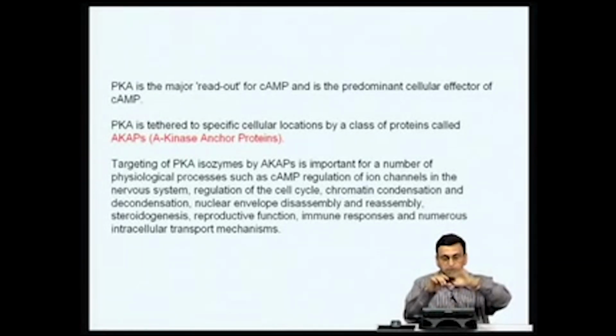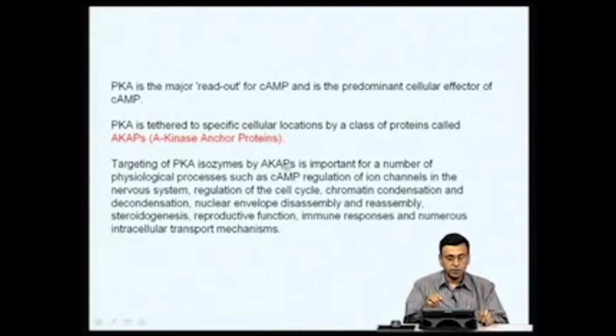Now, PKA is not just present diffusely in the cytoplasm. PKA is actually tethered to specific cellular locations by a class of proteins known as A kinase anchored proteins. As I said in the beginning, compartmentalization plays a very important role, and keeping many of these molecules, like protein kinase A, in specific locations is a very important part of regulatory cascades. One group of proteins, called the A kinase anchored proteins or AKAPs, actually keeps PKA in a bound form in specific locations inside the cytoplasm.